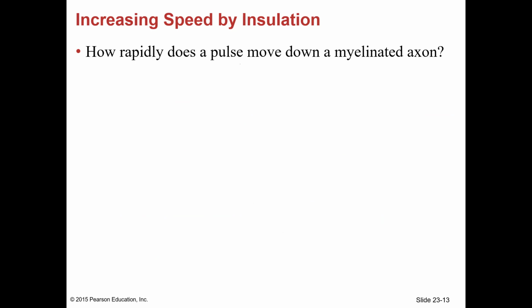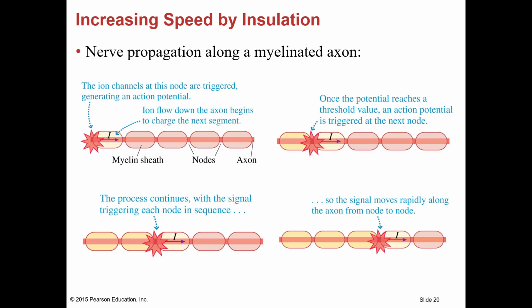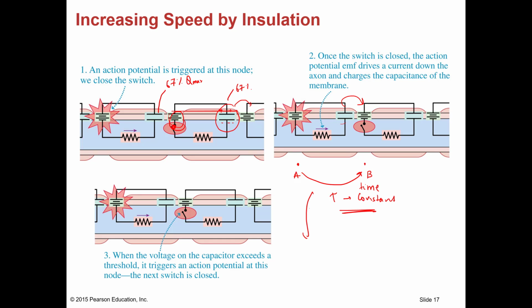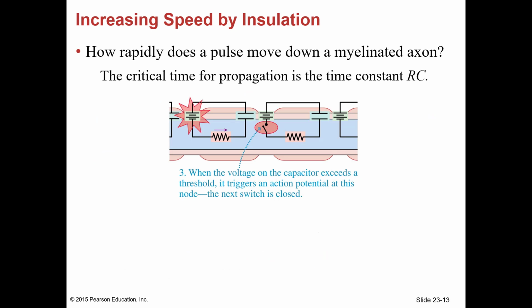So how rapidly does a pulse move down the myelinated axons? That's what we just saw here. We want to know the speed at which signals transfer from one part of this RC circuit to the next part. We just learned that it takes time t to get the signal from this part to that part, and this t is the time constant.